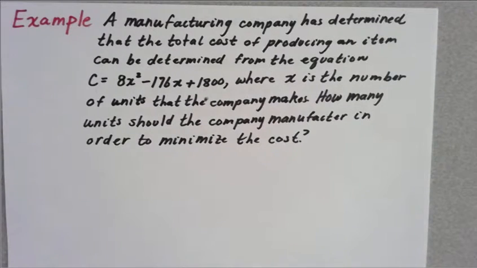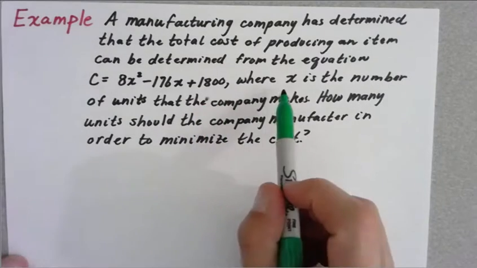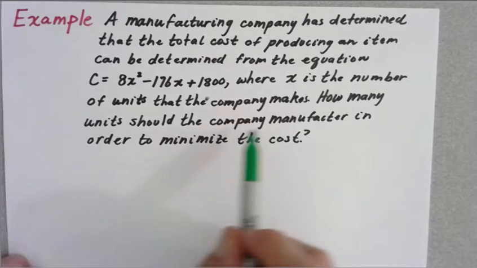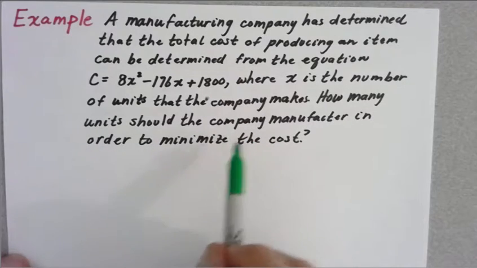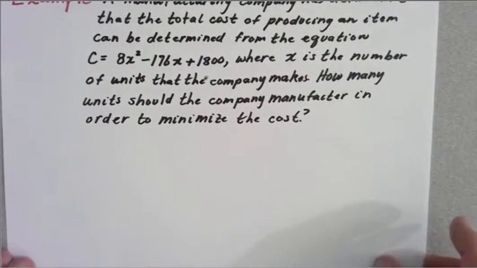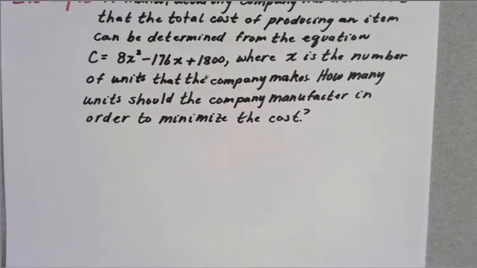A manufacturing company has determined that the total cost of producing an item can be determined by the equation C equals 8x squared minus 176x plus 1800, where x is the number of units that the company makes. How many units should the company manufacture in order to minimize the cost? Let's look at how we would do this problem.